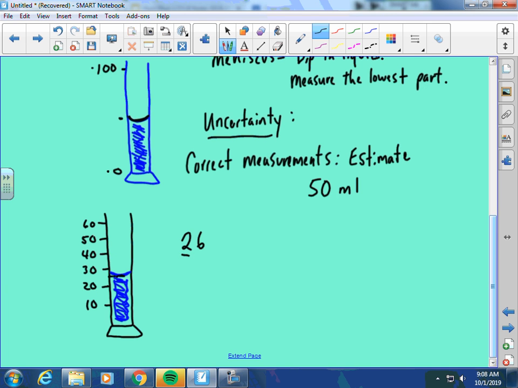Okay? Somebody else might say 25, and that's okay. Somebody might say 27. That's okay because that last digit's an estimate. And anybody who's had this lesson would know that when they read this measurement of 26, they know that there's some uncertainty right here in this number. Okay? Because they know that's how you measured it. Okay? One more graduated cylinder.